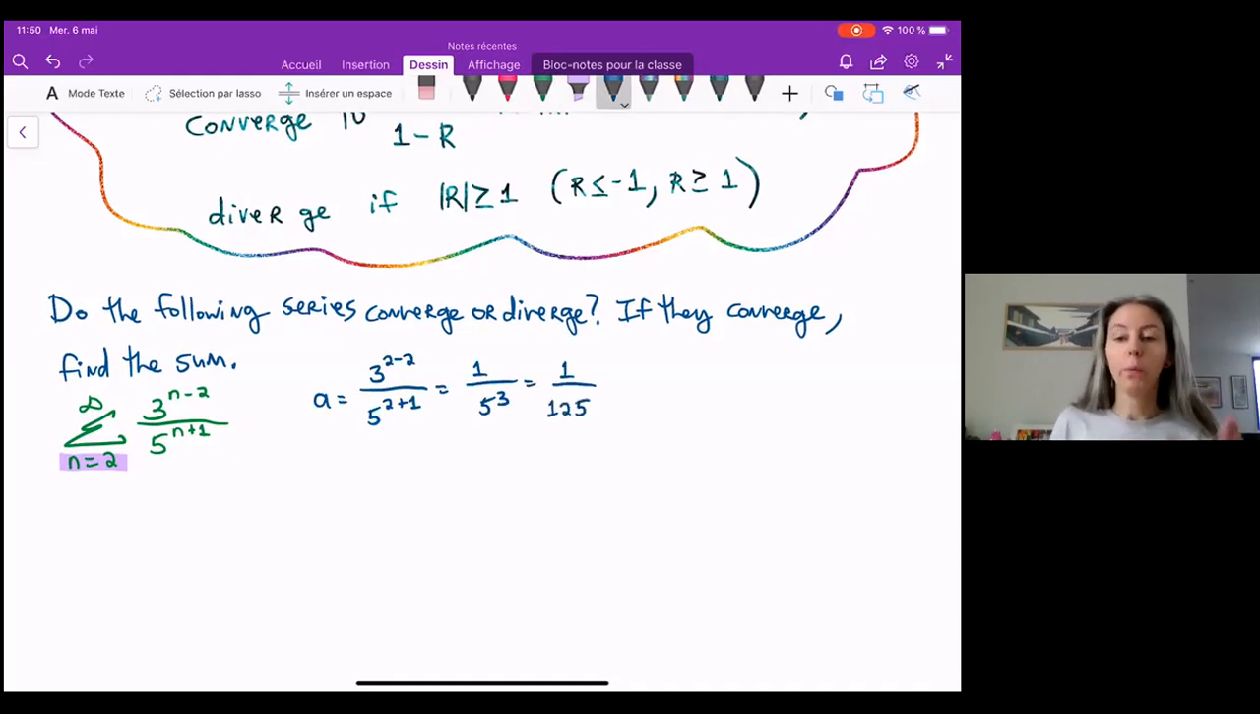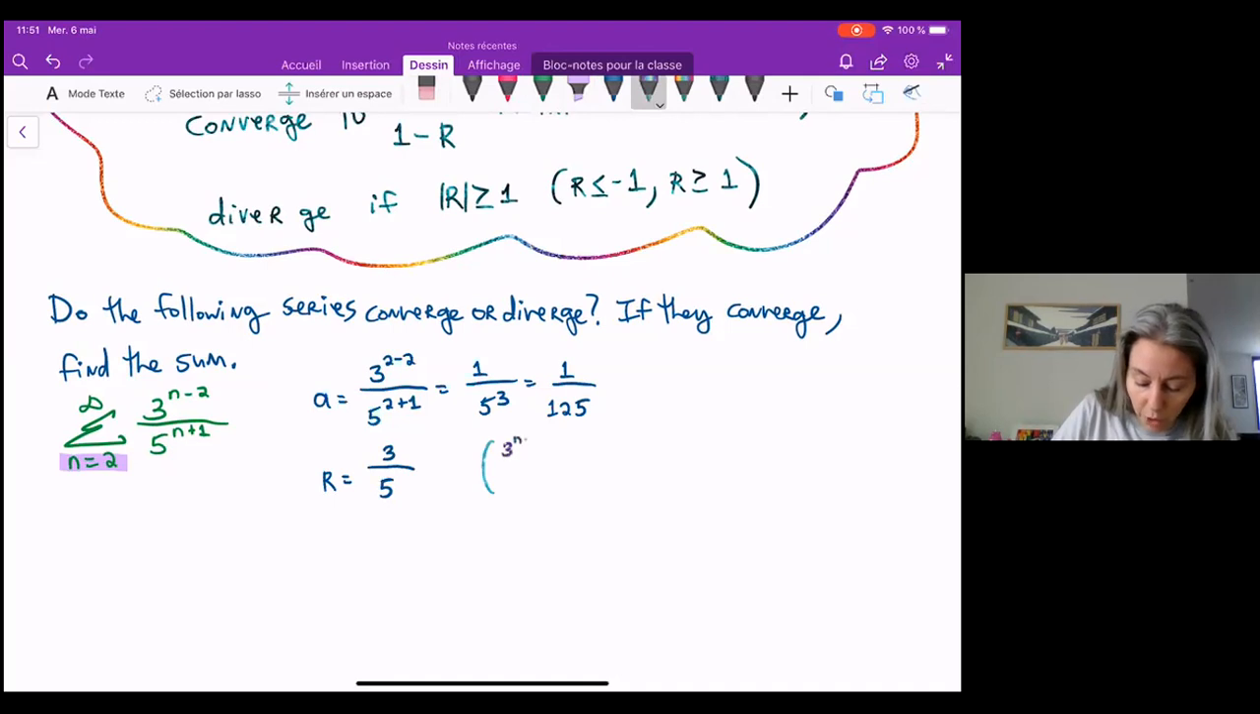Now, for our r, we really have two ways to do it. There's a really simple way, which is to look and say, what do I have to the power of n? Well, in the numerator, what I have to the power of n is just 3. And in the denominator, what I have to the power of n is just 5. If you need to rewrite to see this, you can.